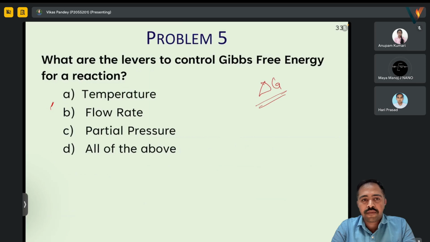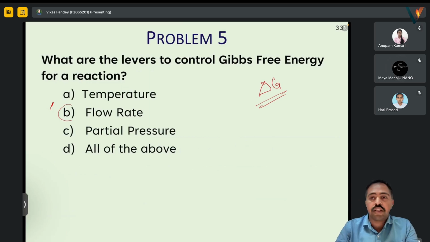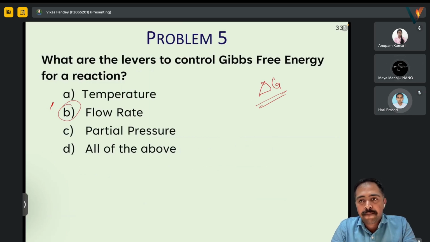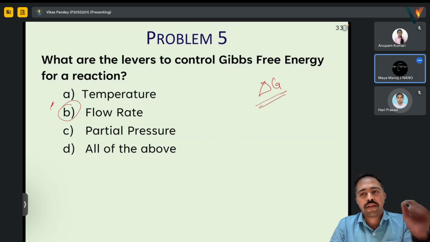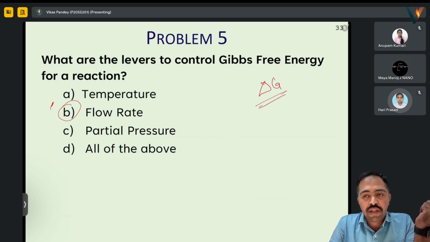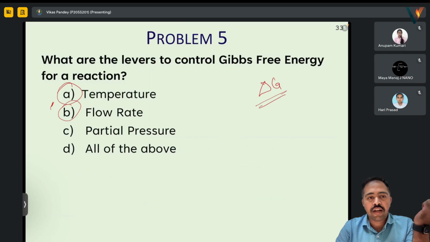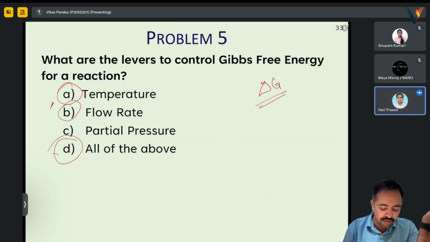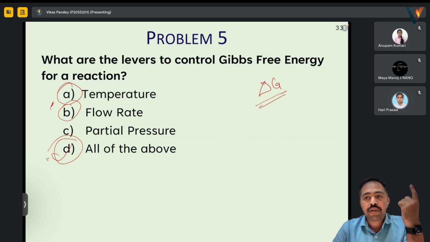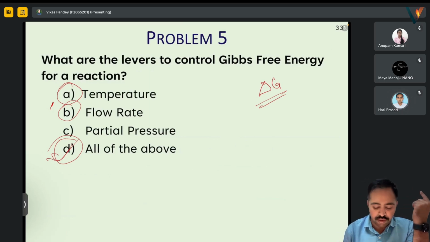D, sir. B. Okay. Yes. Maya Manoj. Speak a bit louder. I am not able to hear your voice. So temperature is A. Yes. Any other answers? All of them, sir. D, sir. D. I'm saying D, sir. D. Okay. All of the above. Yes. Temperature certainly will have a role.